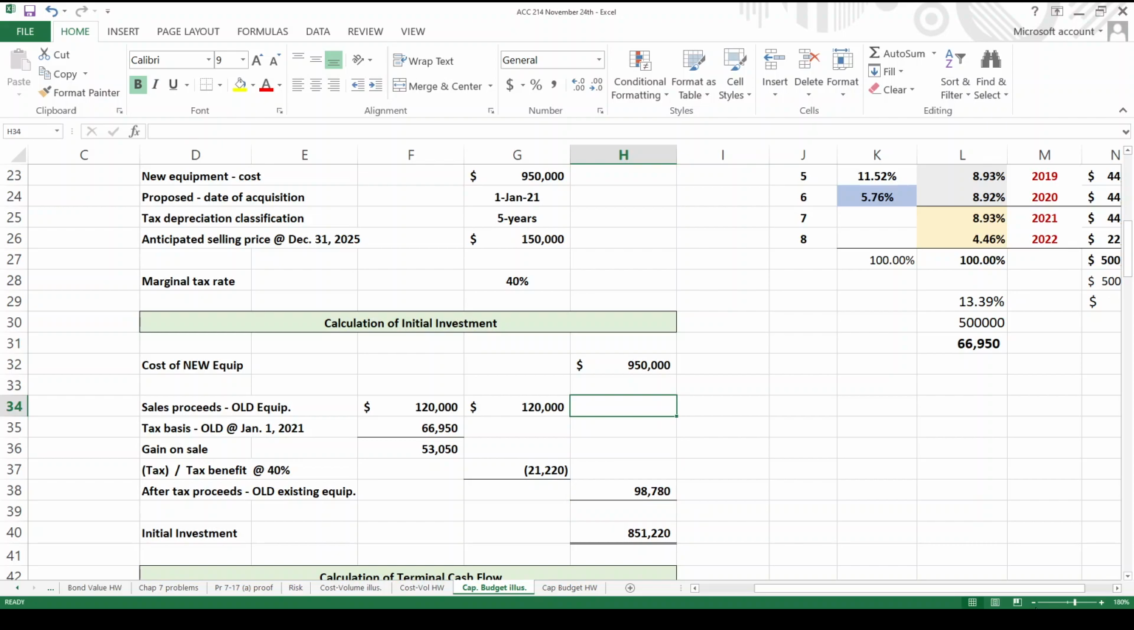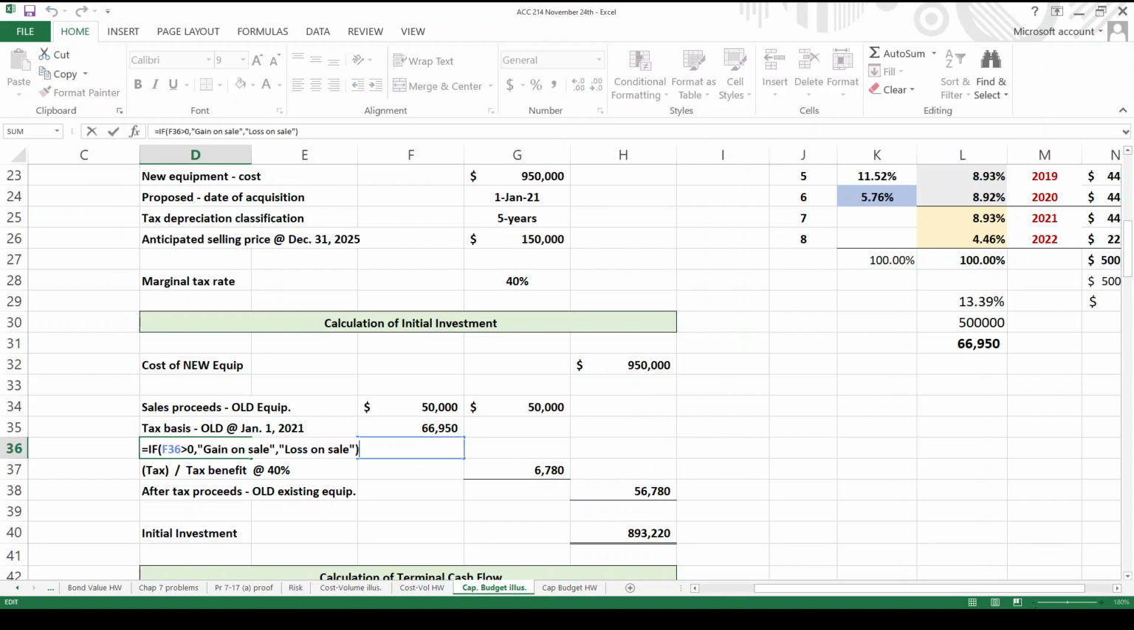What if we sold the asset for less than $66,000? Well, you're thinking that would be a loss, yeah? And you'd be right. So if we have a loss on the sale, and the observant student will note, that changed automatically. He didn't type that, did he? Well, I put a little conditional cell reference in there. If this cell F36 is greater than 0, then I want to see gain on sale. And if it's less than 0, I want to see loss on sale. That's a pretty cool thing to do.